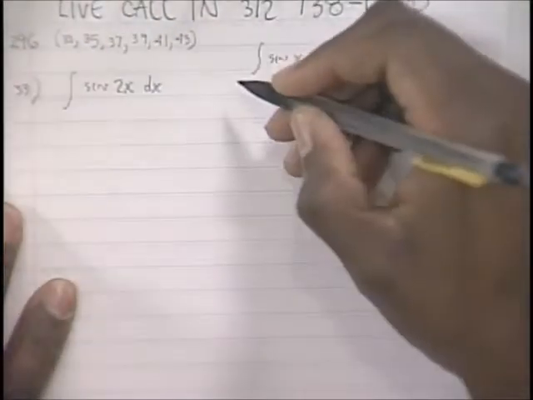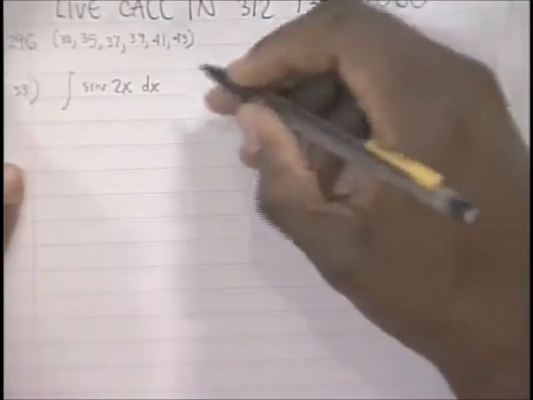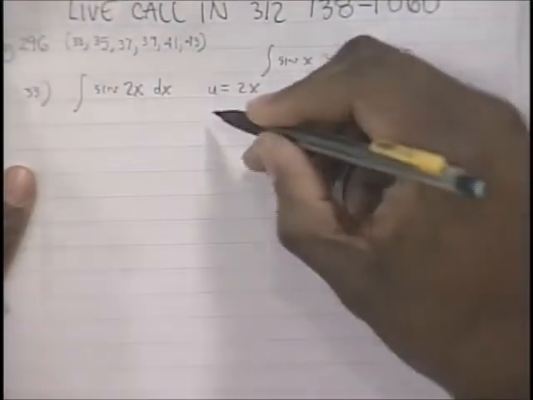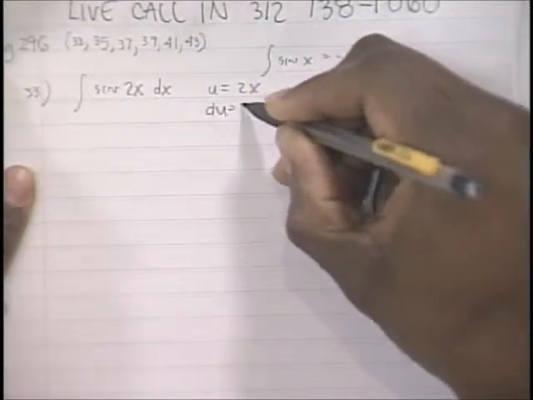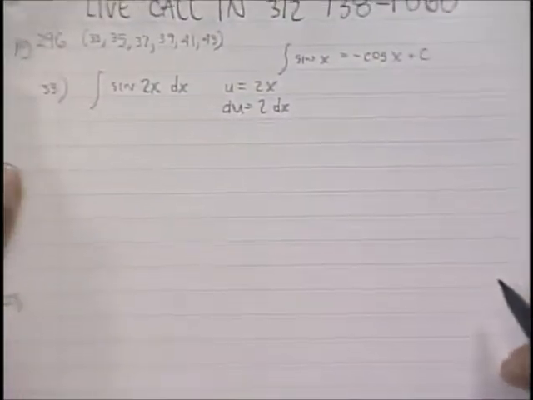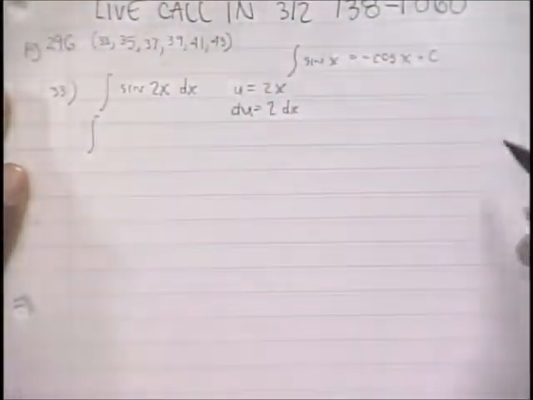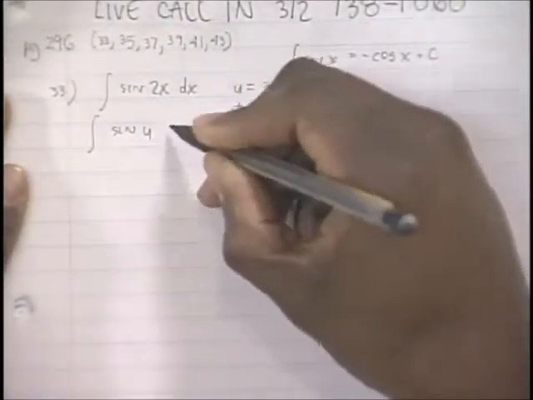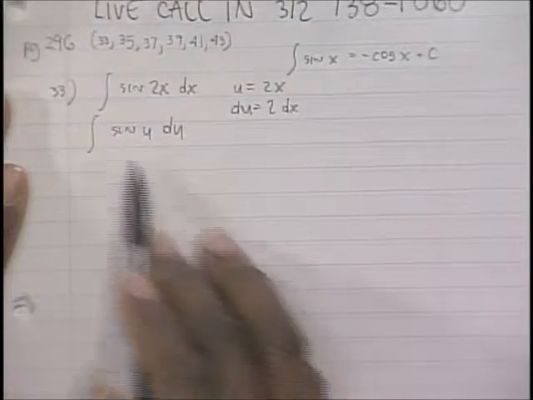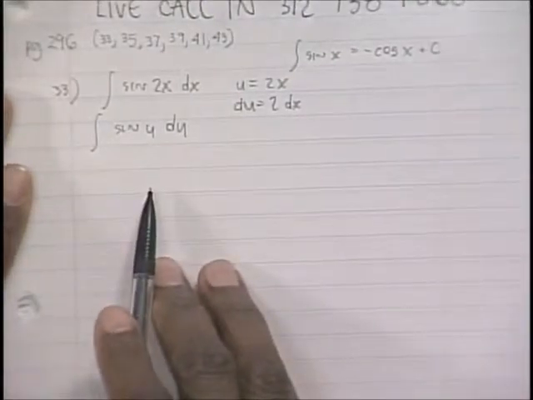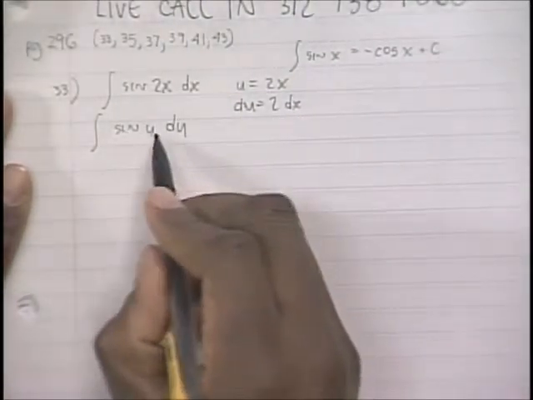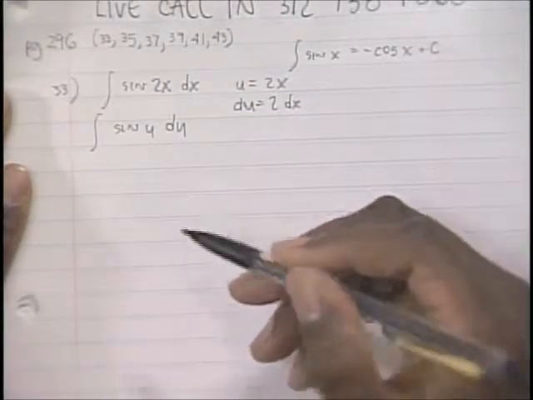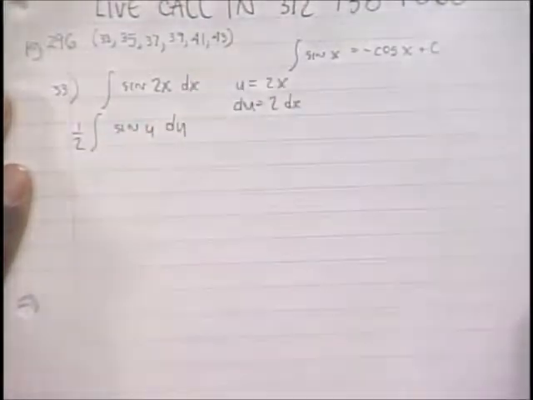So what you can do is use a technique called substitution. You could make u equal to 2x, and then take the derivative of u, which is 2 dx. Now you take the antiderivative of the sine of u du, but in that du is a 2. So what you can do is multiply your problem by half.